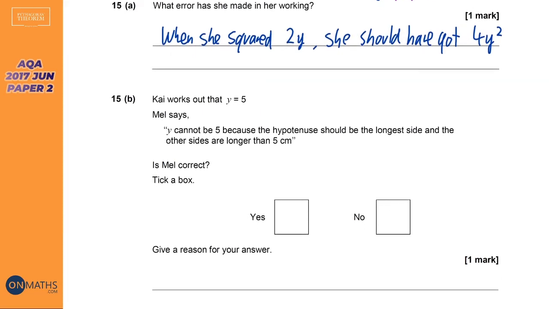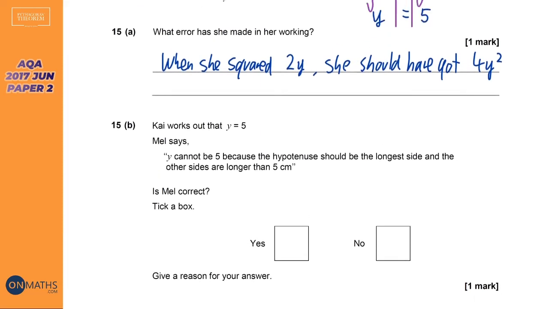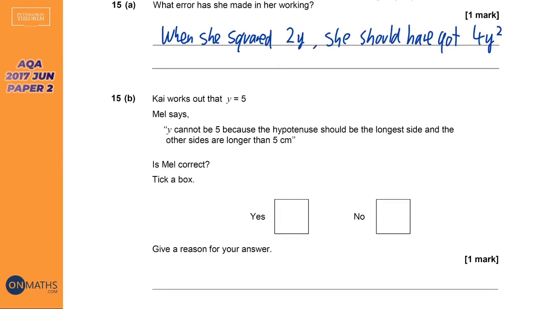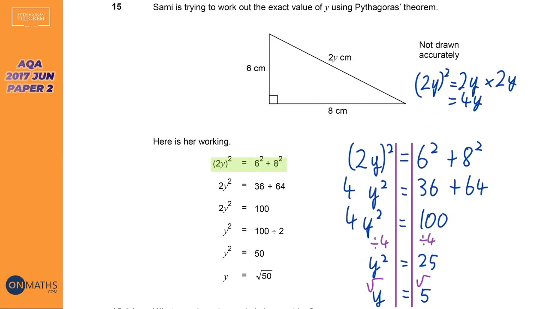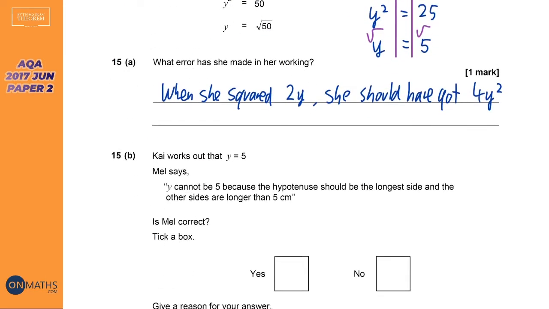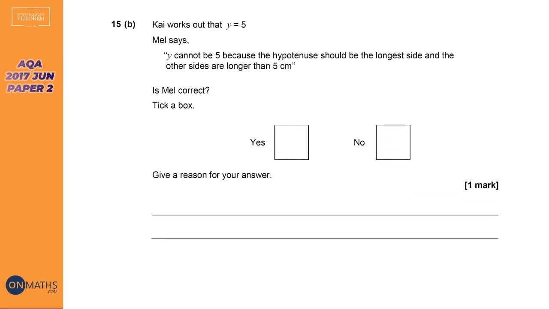Part B says Kai works out that y equals 5, which it is, thankfully. But Mel says y can't be 5 because the hypotenuse must be the longest side and the other sides are longer than 5. Let's have a look. So that cannot be 5 centimeters, because then it's not the longest side. Now Mel is right with that, however that is not y, that is 2 times y. Okay, 2 times 5 is 10. So is Mel correct? No.